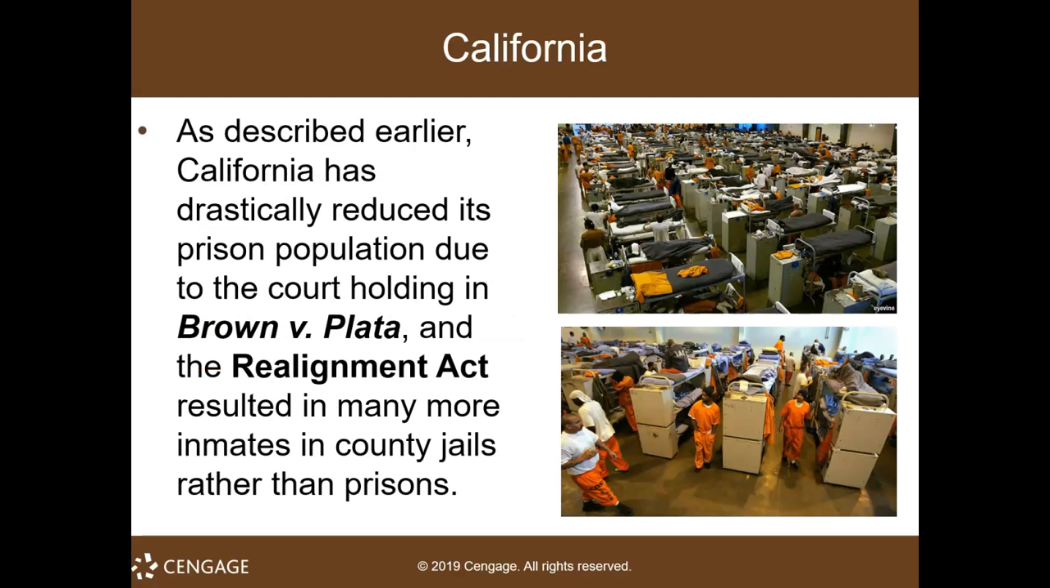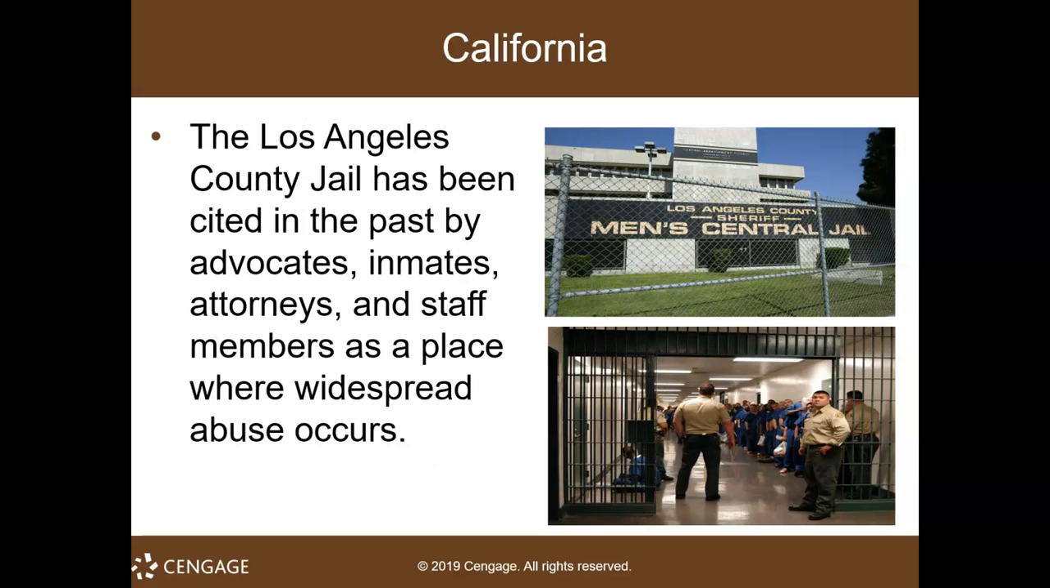Now, as described earlier, California has drastically reduced its prison population due to the court holding in a case called Brown versus Plata and the Realignment Act. And this resulted in many more inmates in county jails rather than prisons. And overcrowding in California really isn't a secret, right? We know that there's been overcrowding for quite a long time. And this is the result of that. And you can look at the photos to kind of take a look at this.